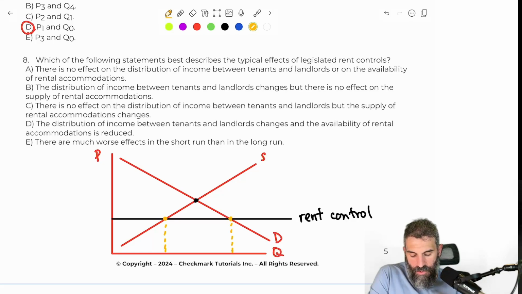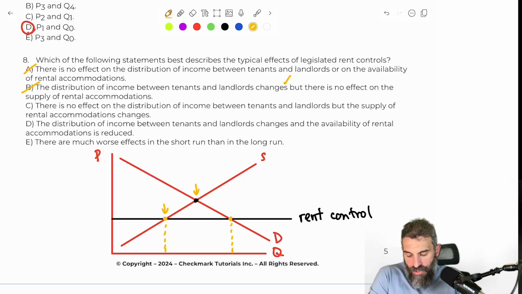Okay, so let's look at the options to see if what I just said even matters, but it's important to know it. There is no effect on the distribution of income. No, that's not true. Basically, by enforcing rent control, you're taking money away from the landlords, right? Because the tenants have to pay less, so there's less money going from tenants to landlords. So you're effectively taking money away from the landlords and kind of giving it to the tenants, in a sense. The distribution of income between tenants and landlords changes, yes, but there's no effect on the supply. Also false. We know there's an effect on the supply. It drops from whatever the equilibrium was to whatever this is.